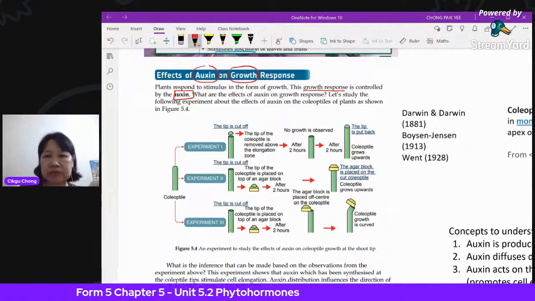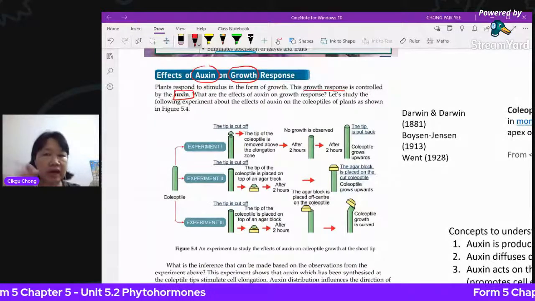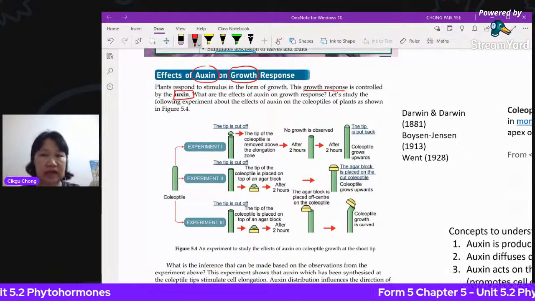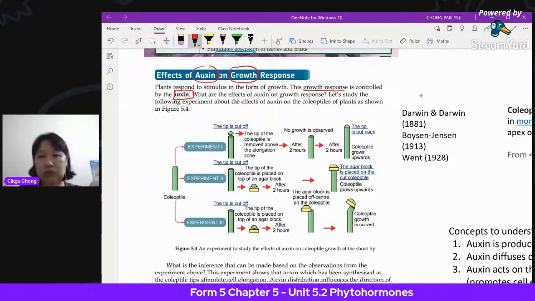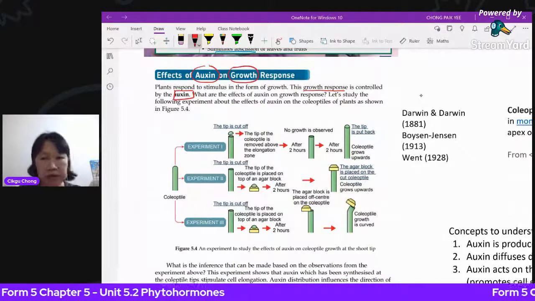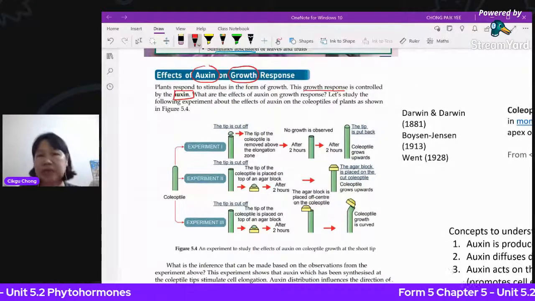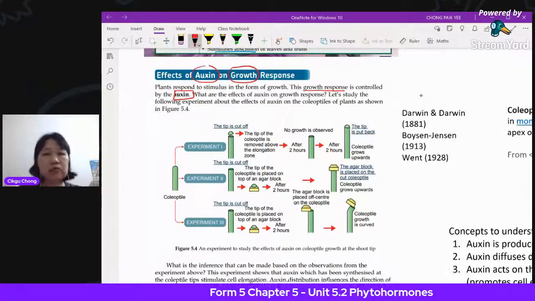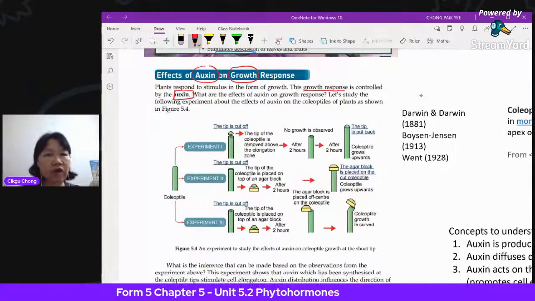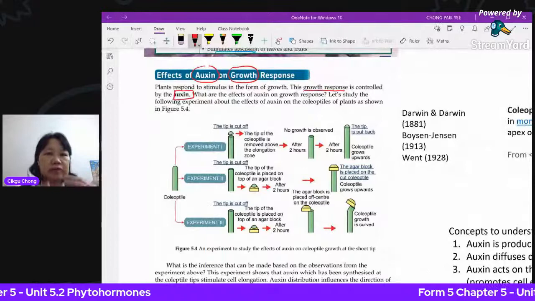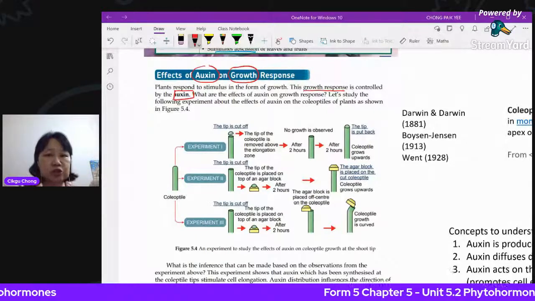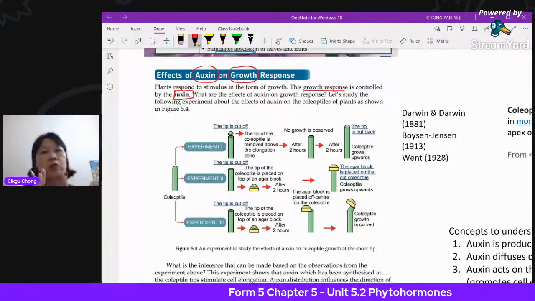Now this experiment was done independently by three scientists. First of all, Charles Darwin and his son Francis Darwin in 1881, a long time ago. Okay, so they started experimenting on auxin. Then another one, Boysen Jensen, 1913, and another one, Wendt, in 1928. So they all found out that auxin is very important in promoting or stimulating the shoot growing taller, and also why it curves in a certain direction.